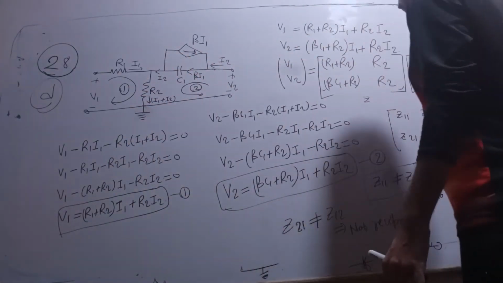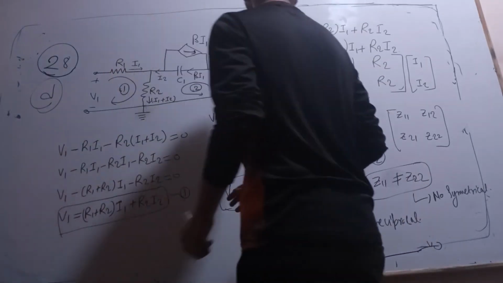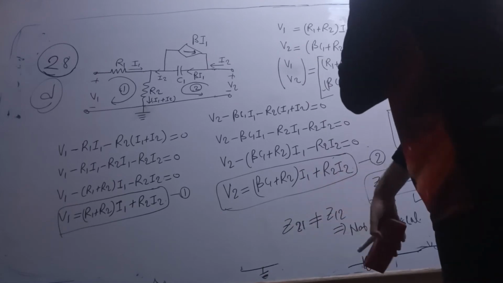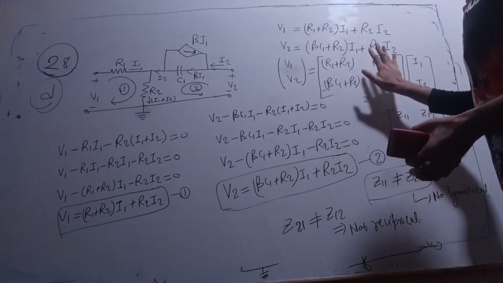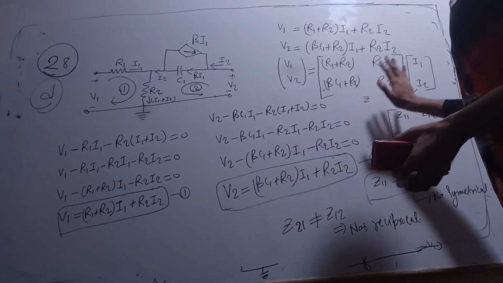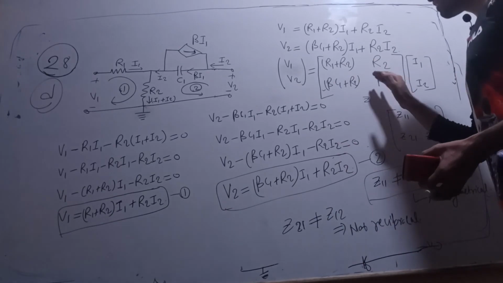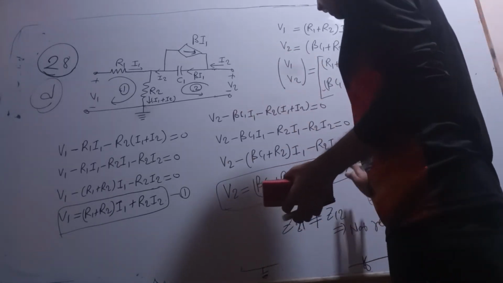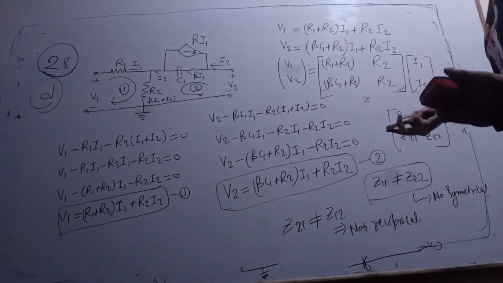So these are all about this question. Nothing is there, just simply apply KVL and KCL, and then arrange this in Z parameter form and just compare whether the diagonal elements are equal or not. According to that we can identify whether it is reciprocal and whether it is symmetric.